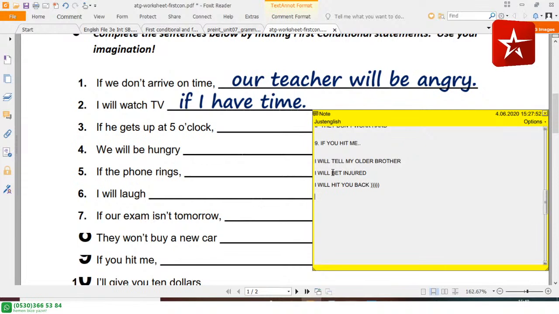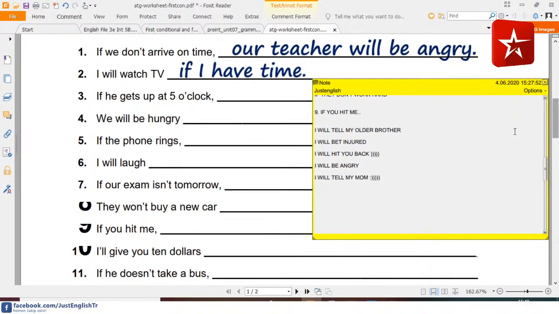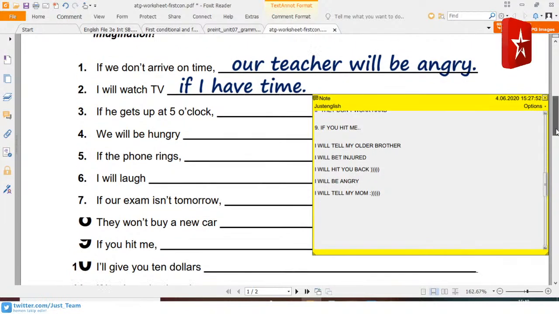Alright, and Kadir says, I will be angry. Angry, yes. I will tell my mom. We have some funny comments from my students, yes. And let's continue with number 10, the last one. I will give you $10.